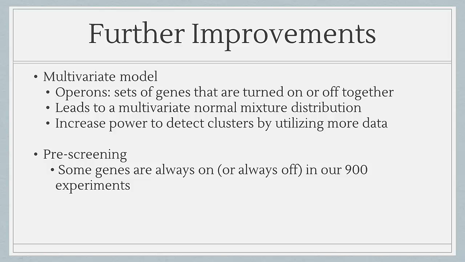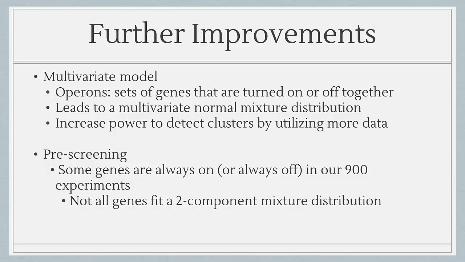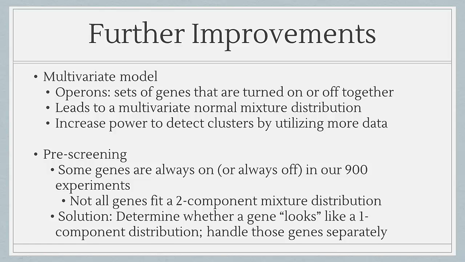We also implemented pre-screening. Some genes are always on or always off in our 900 experiments. For instance, some genes perform essential biological functions and are basically always on. These genes will therefore not fit a two-component mixture distribution as we've been assuming in the previous slides. So the solution is that beforehand we need to determine whether a gene looks like it fits a one-component distribution instead, using something called the Bayesian information criterion. And then we need to handle those separately using a different process, while we handle the two-component genes using the normal process that we've just described.